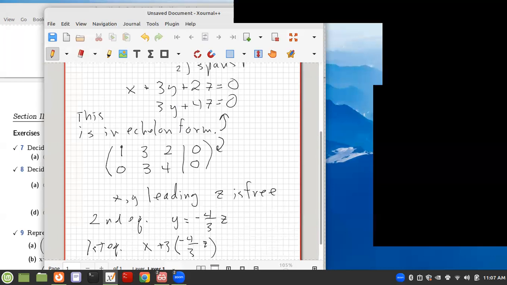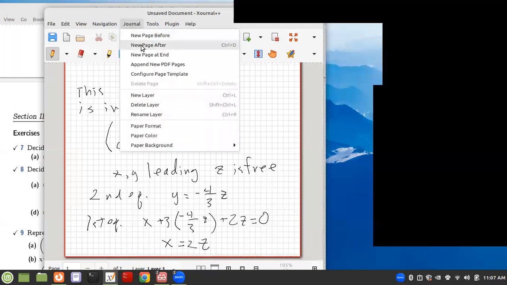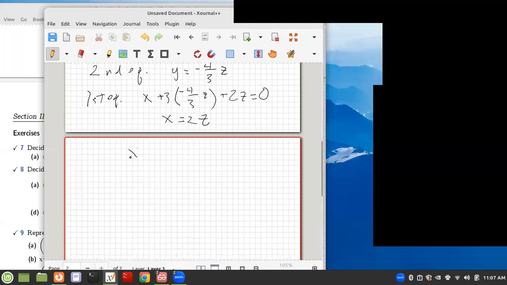Okay, so we have X plus 3 times Y, using a result from equation 2, plus 2Z equals 0. And then you can see that this is going to be minus 4Z plus 2Z, which is minus 2Z. So X is going to equal 2Z will be the solution. So we have here expressions: X equals 2Z, Y equals minus 4/3 Z, so we solve for the leading variables X and Y in terms of the free variable Z.